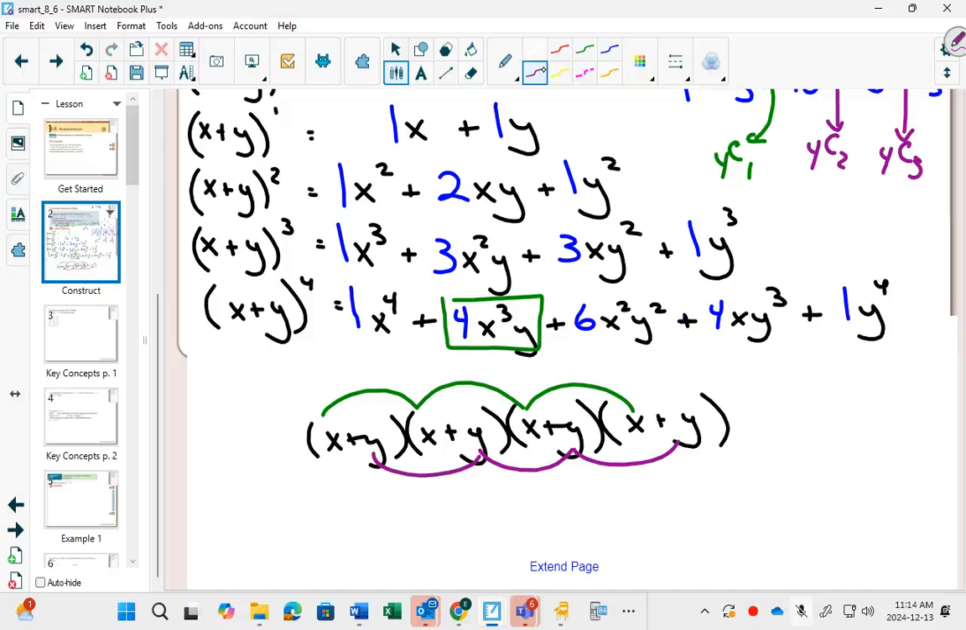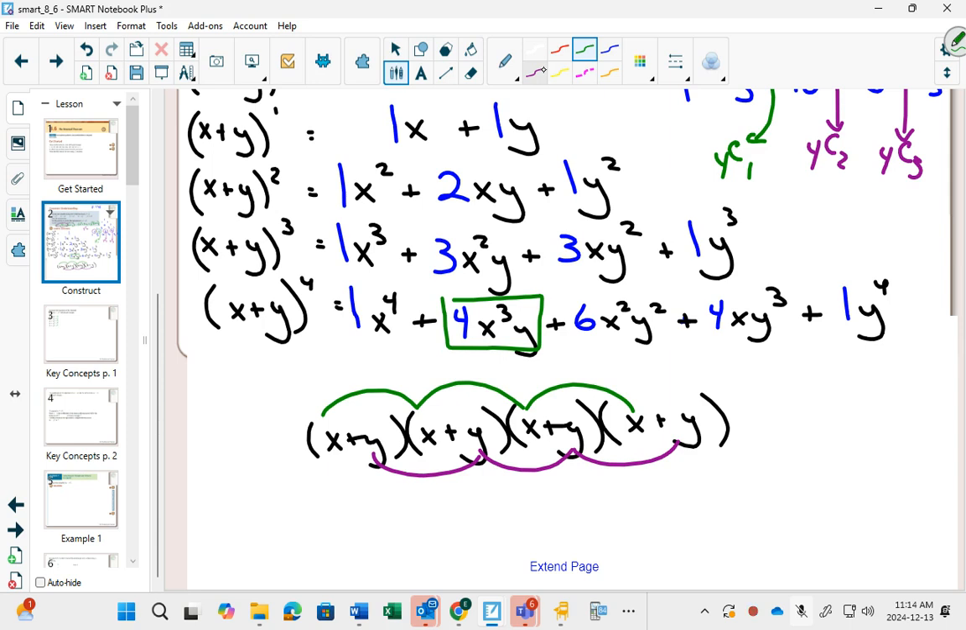Everything in the first term could get multiplied by one thing in the second, then one thing in the third, then one thing in the fourth. And there would be a ton of arrows if we tried to draw everything. But when looking at this one that I circled in green, the green one has 3 x's and 1 y.